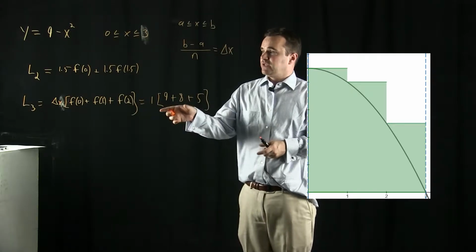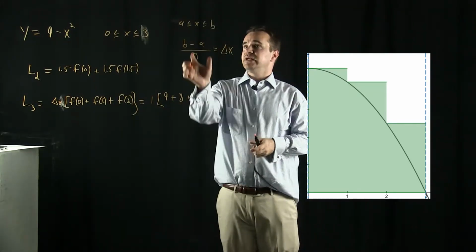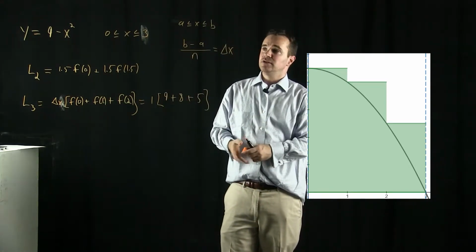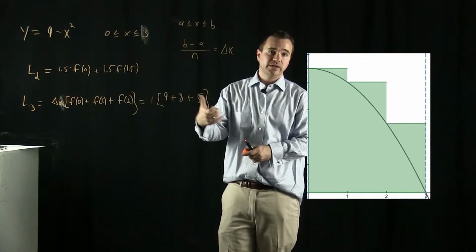So what do I mean when I keep saying left endpoints? Well, if you're splitting up this interval from 0 to 3 into 3 pieces, then you've got 3 intervals. And each interval has a left endpoint and a right endpoint.